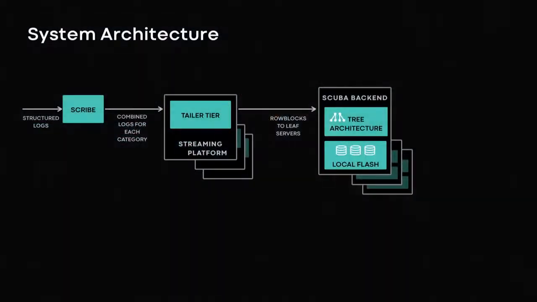In case of region-wide outages, we run 3 independent Tailor tiers across 3 different regions. From the Tailor tier, data gets constructed and is sent to our Scuba backend. The backend itself is architected as a massive fan-out tree architecture, and the data is stored on the Leaf storage nodes as a single copy on local flash. So that means that Scuba can be a lossy system.